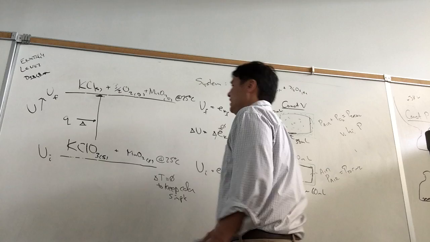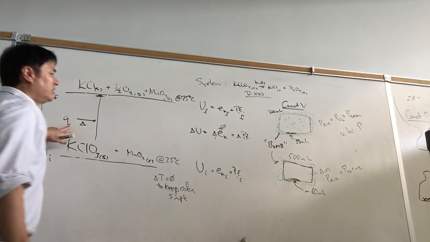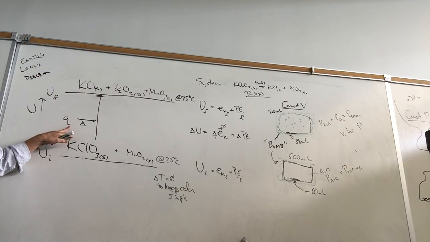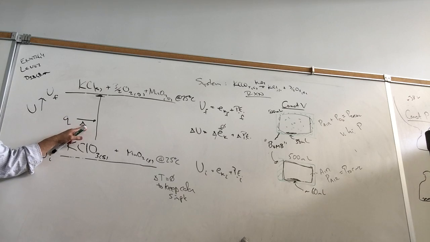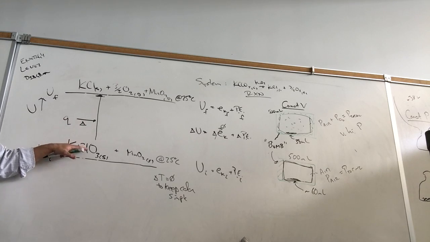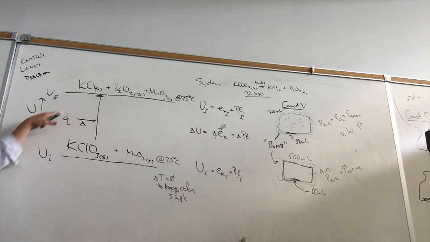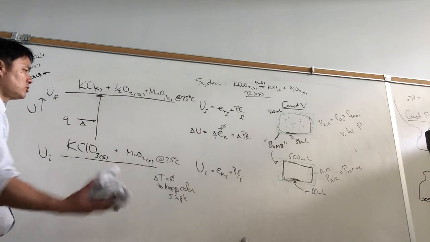Well, where does this heat come from? Well, this heat is going to be coming from what we call the surroundings. This is going to be externally input energy. And so the system is going to gain this energy, the surroundings is going to lose this. Now, do you know the first law of thermodynamics?